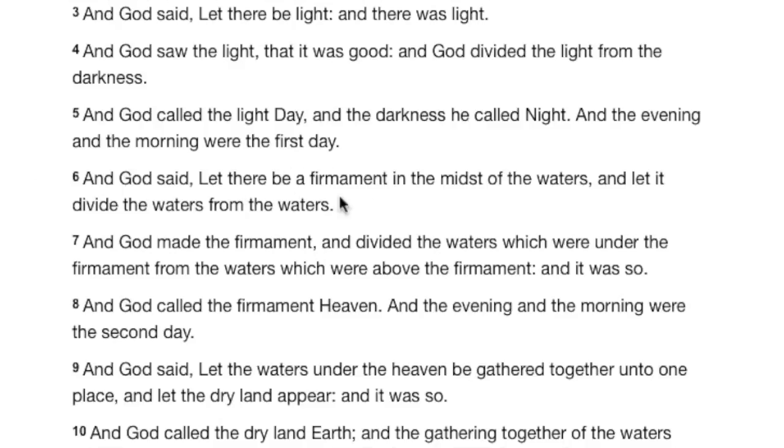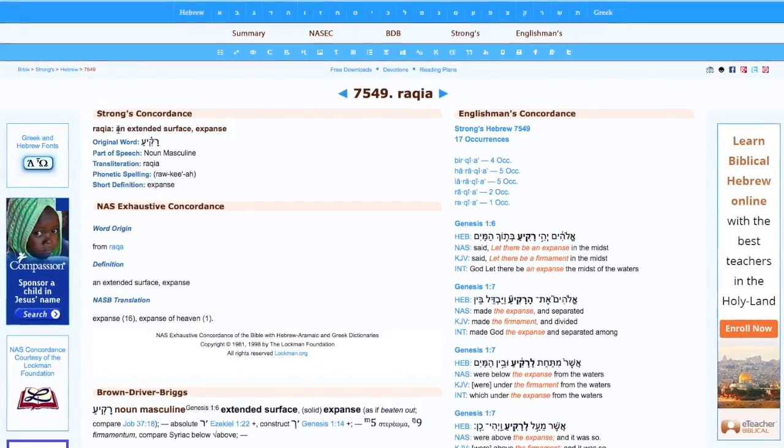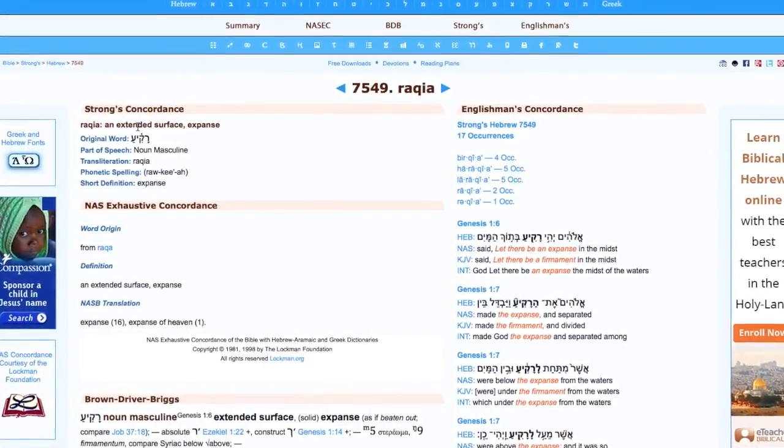Let it divide the waters from the waters. So you got water above, you got firmament, you got waters below. You got 3 things. That's it. And so this word is rakia. Okay, an extended surface, expanse. Does it say wall? Does it say bronze vault?